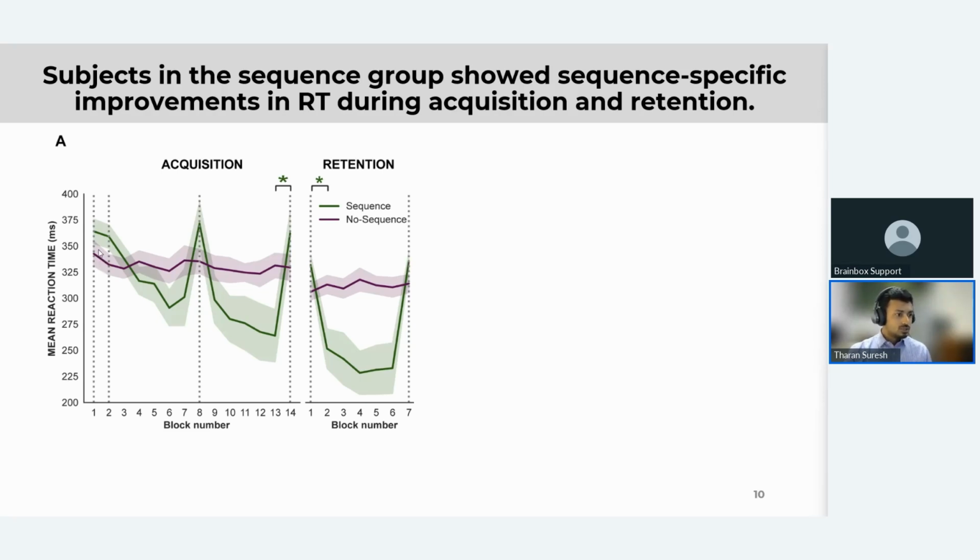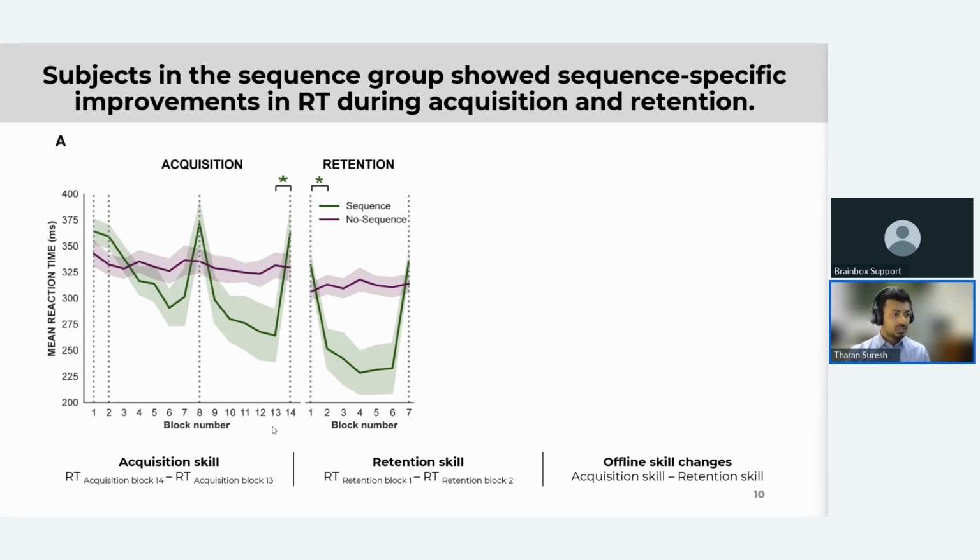The no sequence group, on the other hand, do not show improvements as much as the sequence group, where the reaction time is fairly constant throughout. They start around 350 and they finish around 325 milliseconds. And it's the same for the retention block.